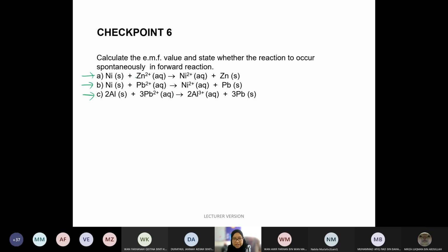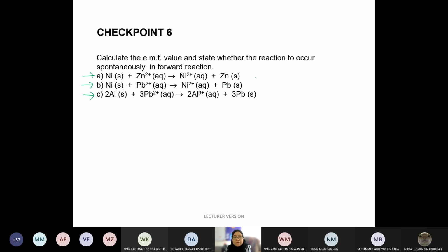For this one, nickel becomes nickel 2+. This is the anode based on this reaction, oxidation. Zinc 2+ becoming zinc is reduction, so it will become the cathode. So insert into the formula, then calculate. Do you get a positive or negative value?